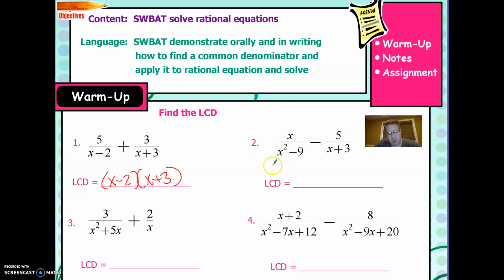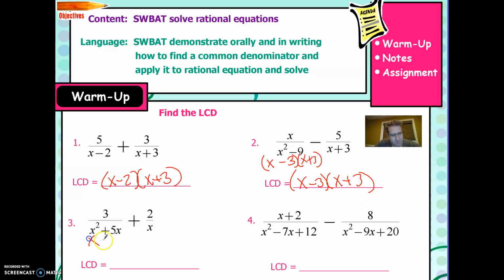Now, when you look at question number 2, this is actually a difference of squares. This is x plus 3 times x minus 3. So we have this factor already here, and then this other factor. So this literally is the LCD.